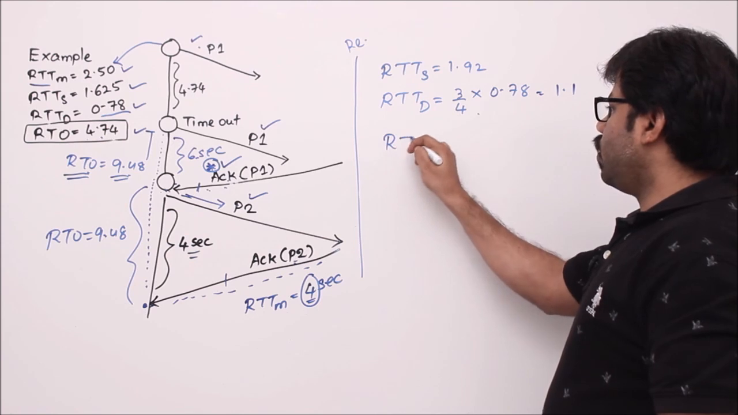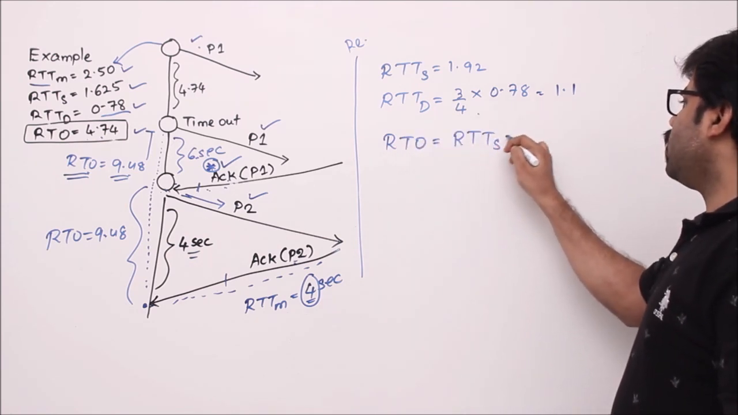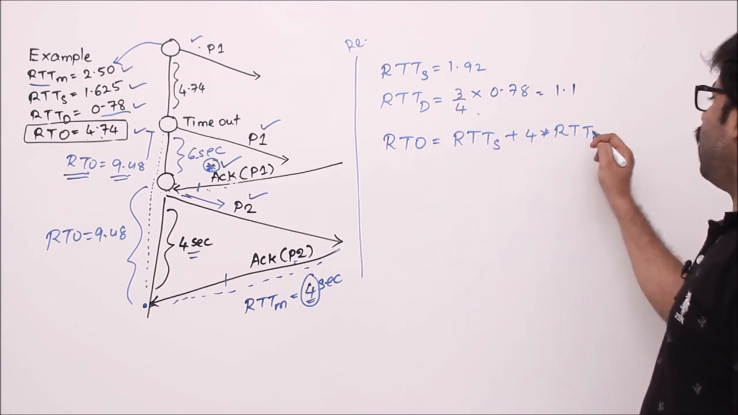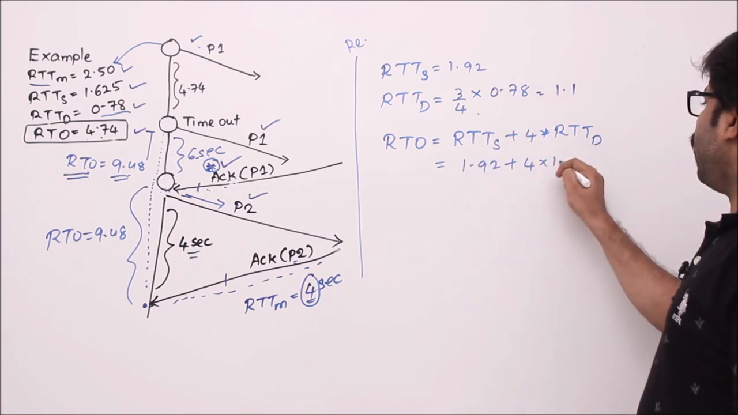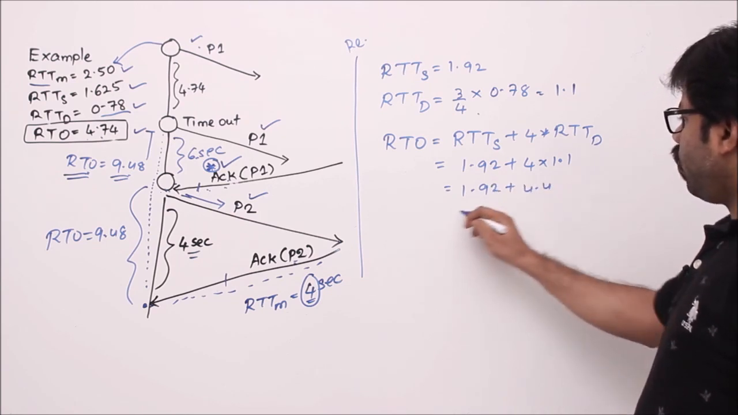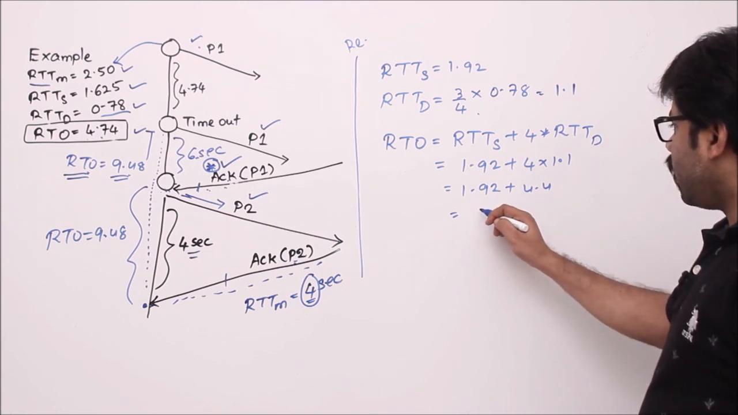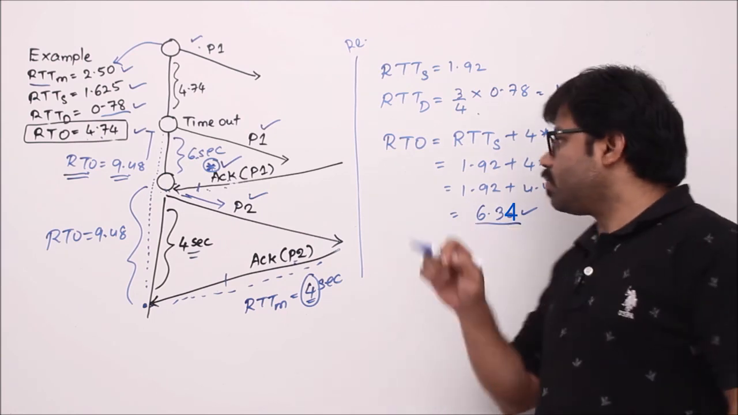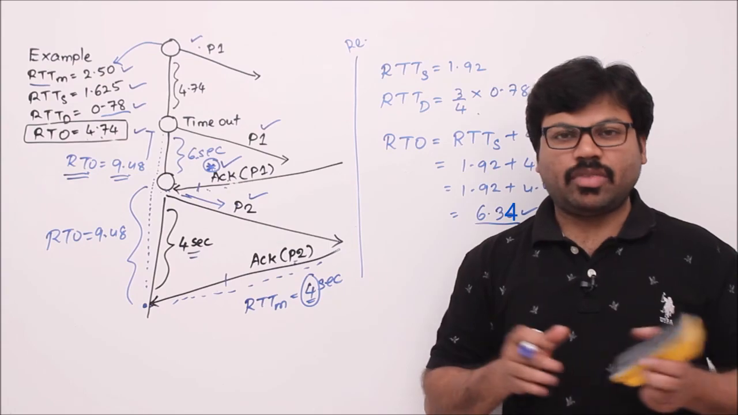Let's compute RTO this time. RTO equals simply RTT smooth plus 4 into deviation. What is the deviation? 1.1. So RTT smooth is 1.92 plus 4 into 1.1. If you simplify, you get 1.92 plus 4.4, which is around 6.36. So this is your RTO. Understand? This is the way we calculate retransmission timers.